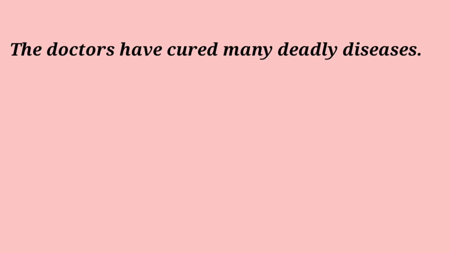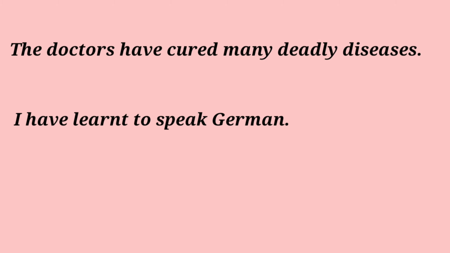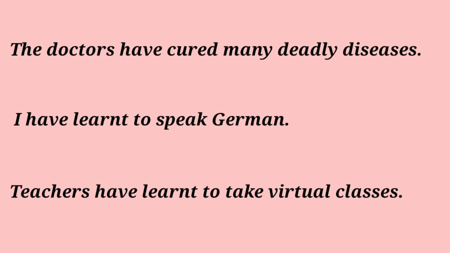We also use present perfect tense to describe any achievements or accomplishments, but without mentioning the specific time period. For example, the doctors have cured many deadly diseases. I have learned to speak German. Teachers have learned to take virtual classes. So whether big or small, these accomplishments have happened over a period of time, but we do not mention any specific time period.